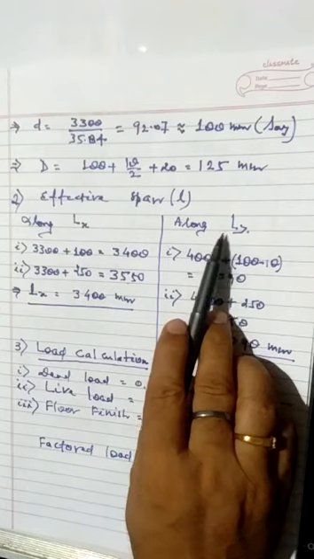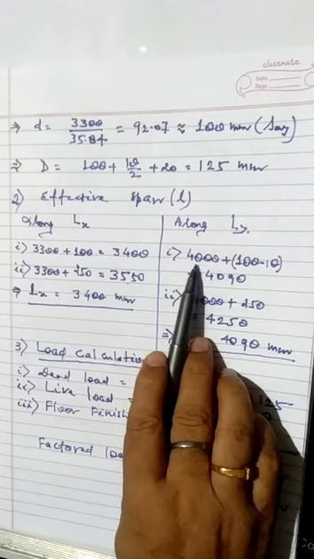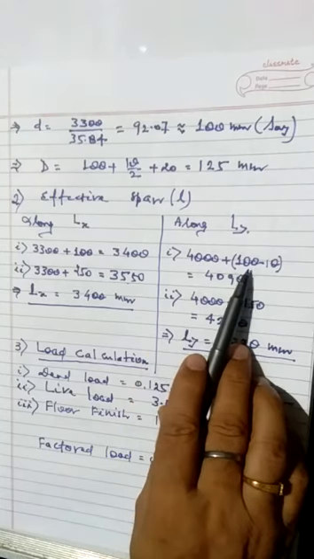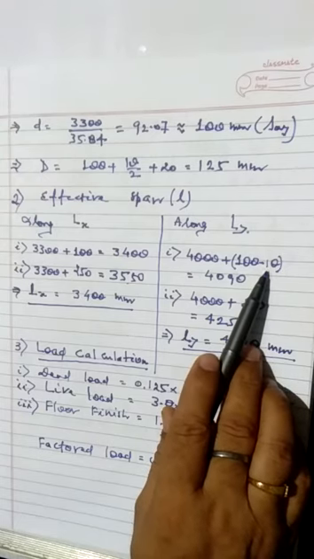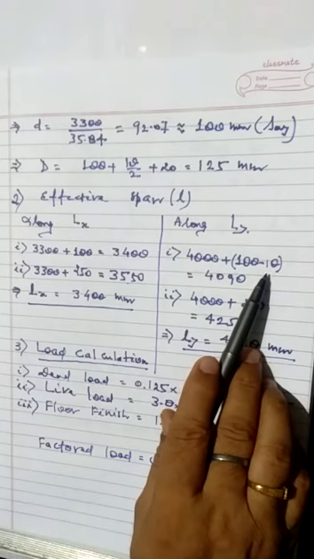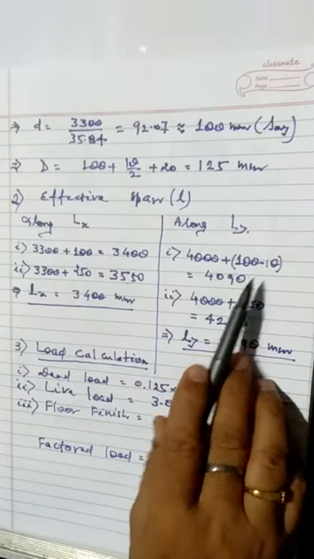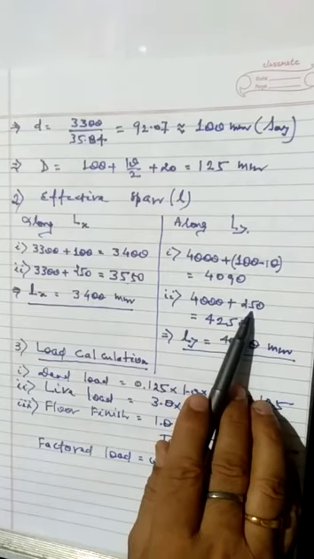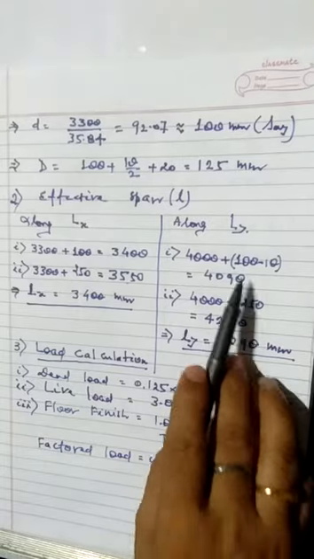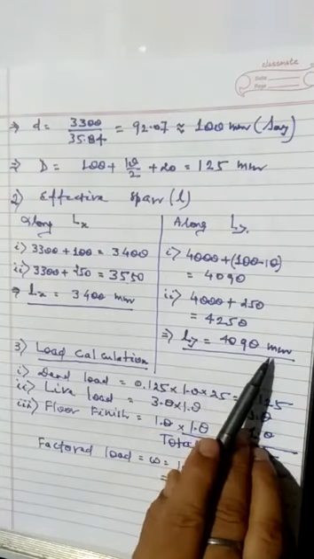Similarly, we get the effective span along longer span. First option, that is the clear span 4 meter, 4000, plus the small d value along longer span is 10 millimeter less, because the center of the longer span steel and the center of the shorter span steel is separated by 10 millimeter. So we take small d 100 minus 10, so that we get 4090 millimeter. And the second option, the clear span plus thickness of the wall, that is 4250. So the smaller of these two, the effective span along longer span, is 4090 millimeter.